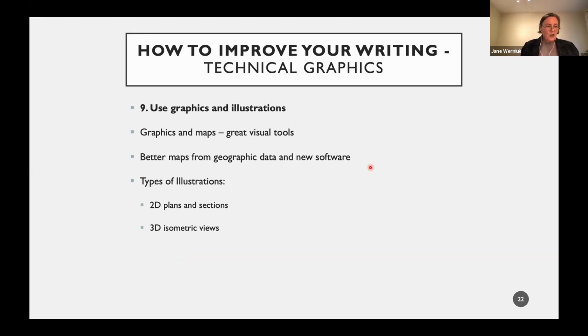The types of illustrations that you can use include two-dimensional plans and sections and three-dimensional isometric views. For non-technical people, I'll just say that a plan is another word for map, and a section is an image that shows one horizontal direction and another vertical direction, so that you're actually looking into the earth from the side. An isometric view is from an angle that's neither above nor the side, but it's an oblique angle.